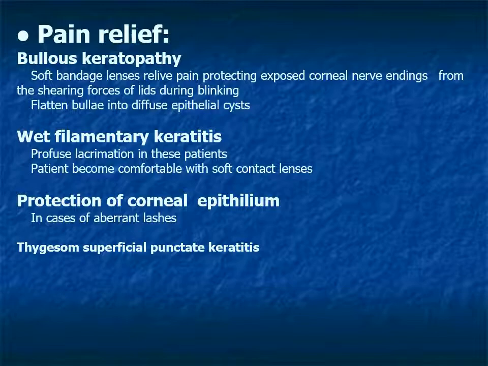In wet filamentary keratitis, the patient has profuse lacrimation, and by the use of contact lens the patient becomes comfortable. And for the protection of the corneal epithelium, in cases where there are aberrant lashes, as in entropion or trichiasis, lashes are misdirected, turned inward, and rub continuously on the cornea and cause corneal erosions, may lead to corneal ulcers.